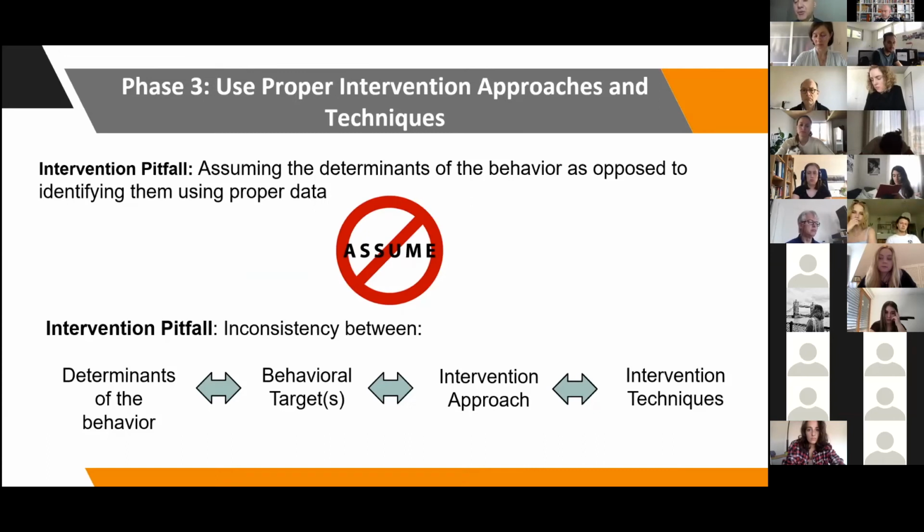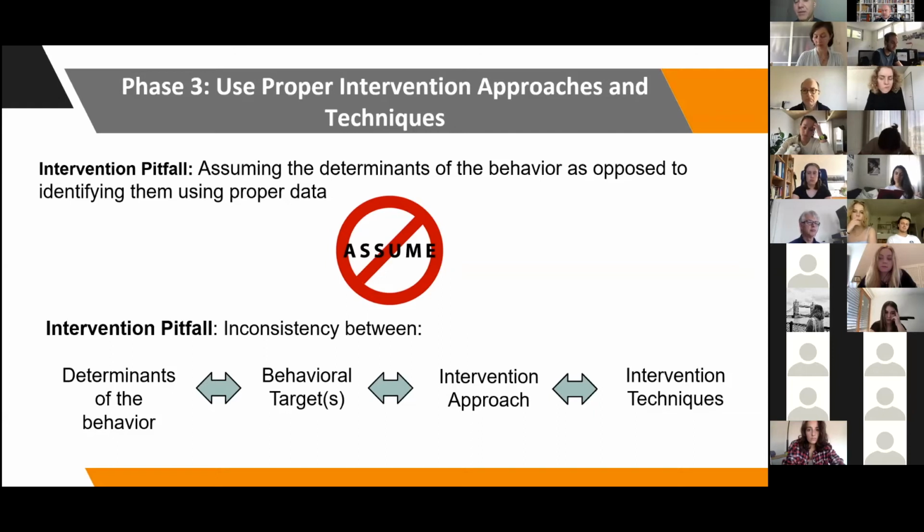I would say, don't assume why people don't perform the behavior. Gather high quality data and you will identify why they don't perform those behaviors. Never assume, because the determinants of a behavior may change by group. A group of people may not perform the behavior because of attitude, while another group may not perform the same behavior because of social norms, for example. So don't assume why people don't do things. Gather data, analyze the data, and you will determine those factors you have to focus on.